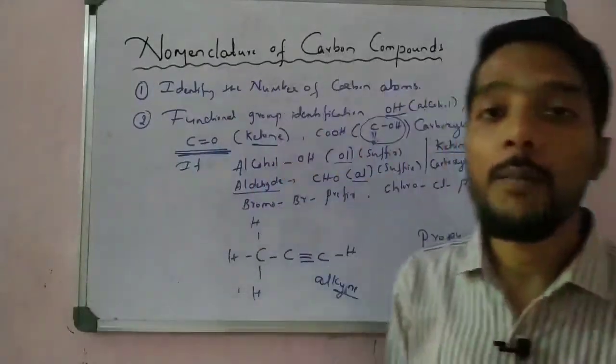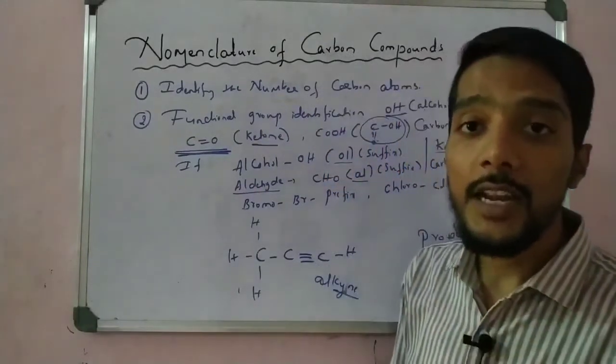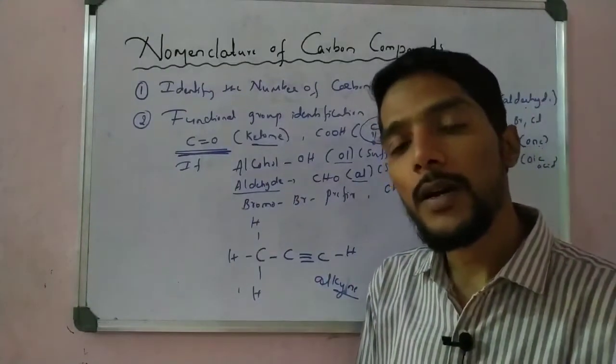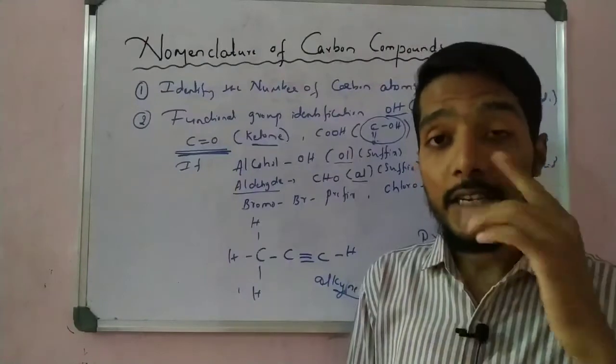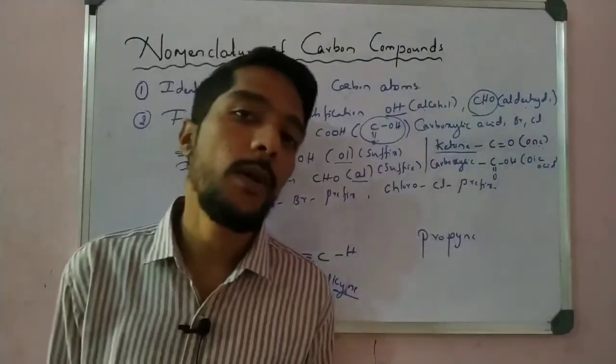First we count the number of carbons, then we check the functional group, and then we check the single bond, double bond, or triple bond. That is very important. I first count the number of carbons, then check the bonds, and then I check the functional group, and then I can name the compound. So that is the simple method to follow, right?